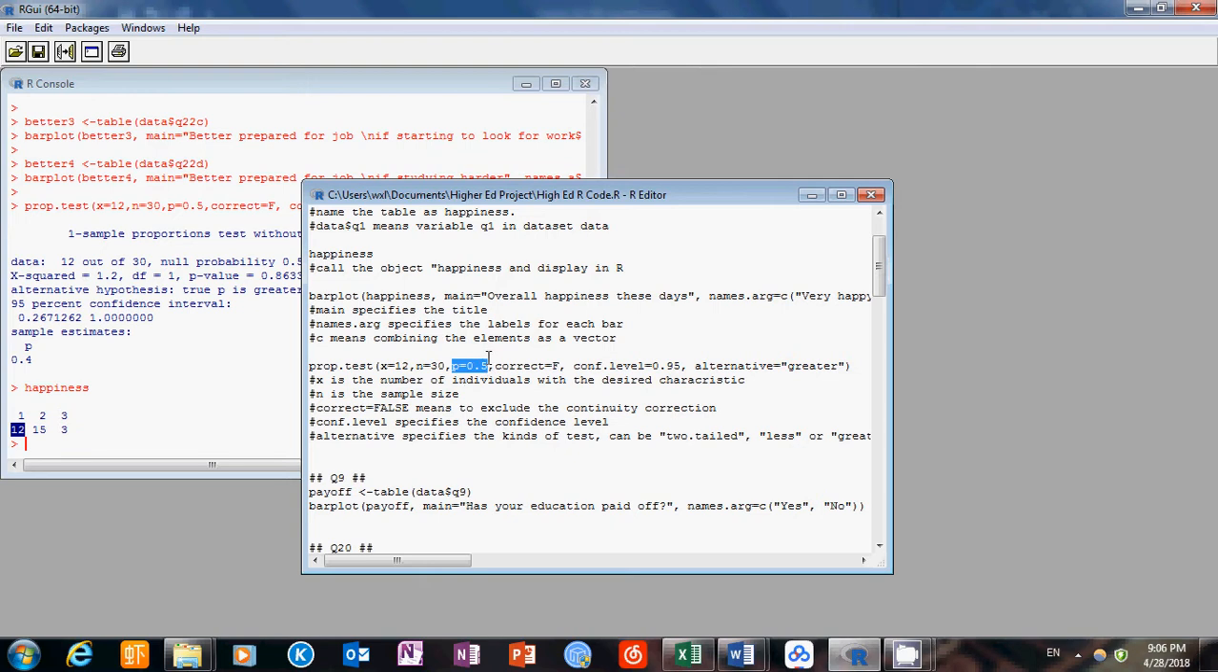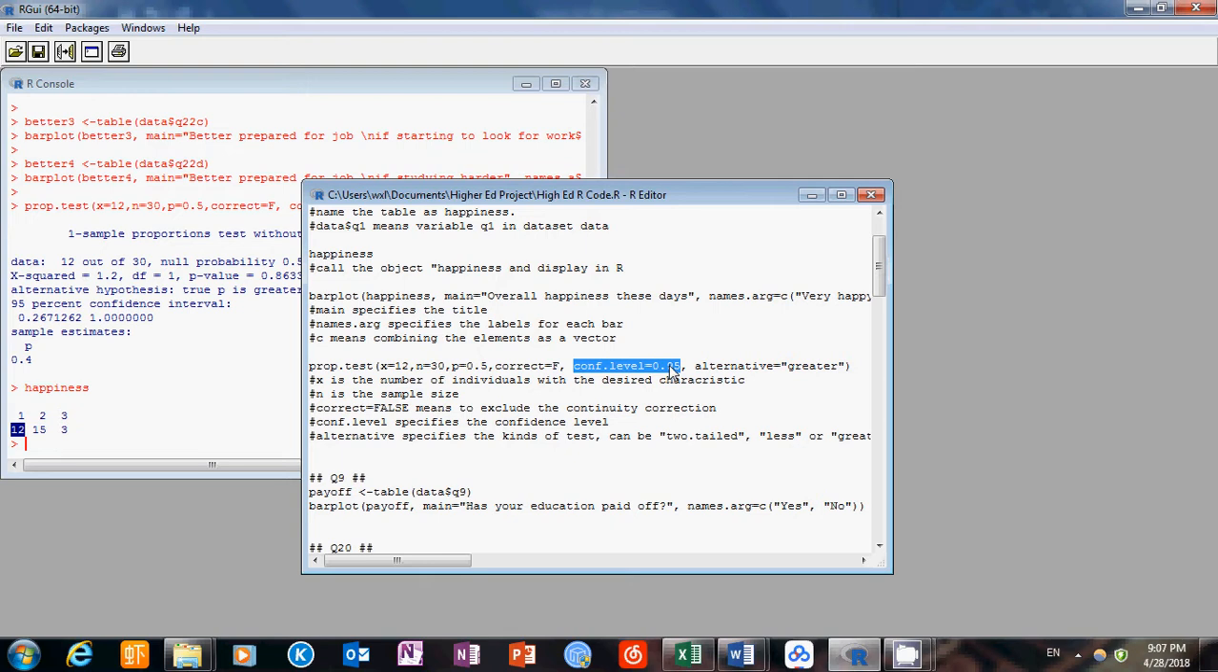That's our null hypothesis. And then we specify correct equal to FALSE. So correct is basically a continuity correction in R. So we don't really need to have this correction for our analysis. So we choose that as FALSE. Sometimes we have to specify this, but for our question, it's not necessary. Then we'll use the confidence level as 0.95. So in R, we don't have the significance level, so we will always use confidence level, but they are the same thing. So if confidence level equals 0.95, that means our significance level is 0.05.